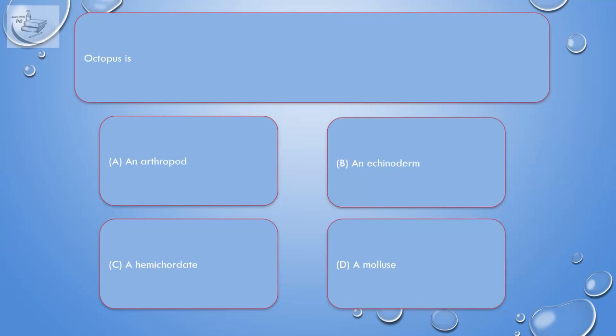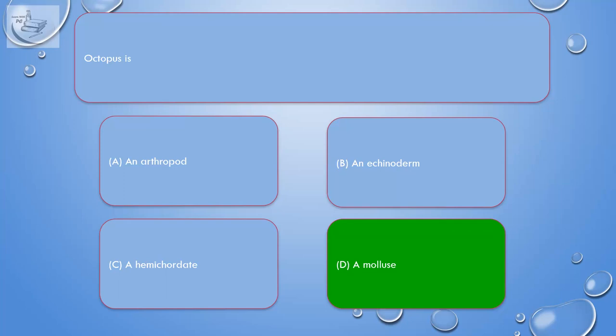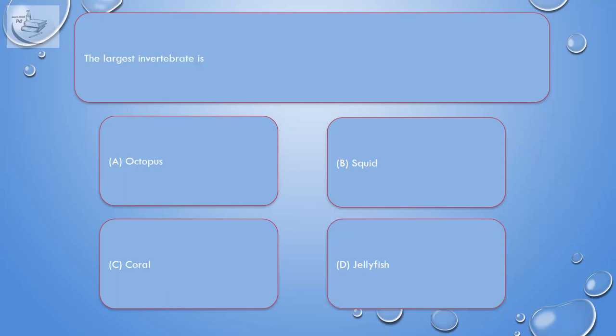Question: Octopus is A. An arthropod, B. An echinoderm, C. A hemichordate, D. A mollusc. Correct answer is D. A mollusc. Question: The largest invertebrate is A. Octopus, B. Squid, C. Coral, D. Jellyfish.